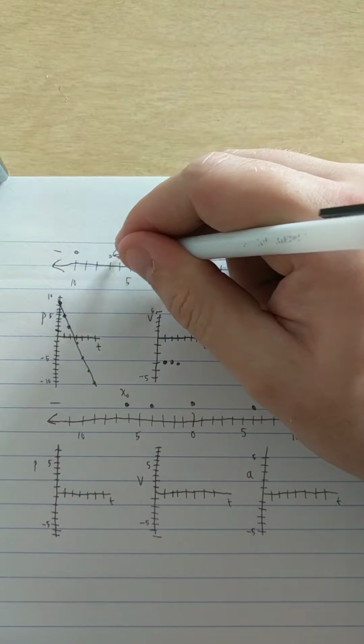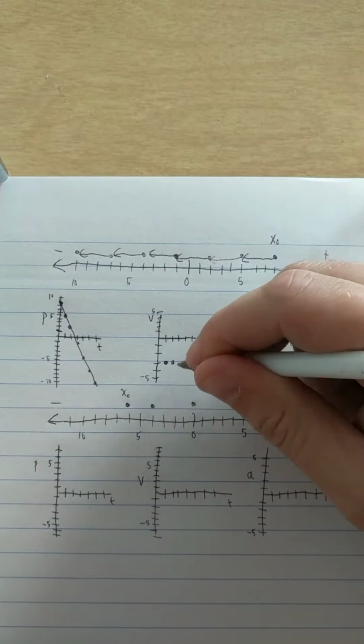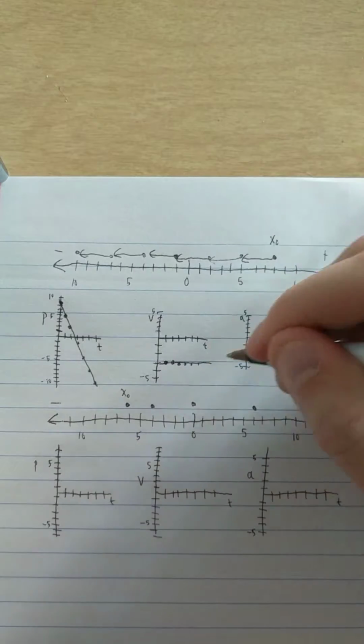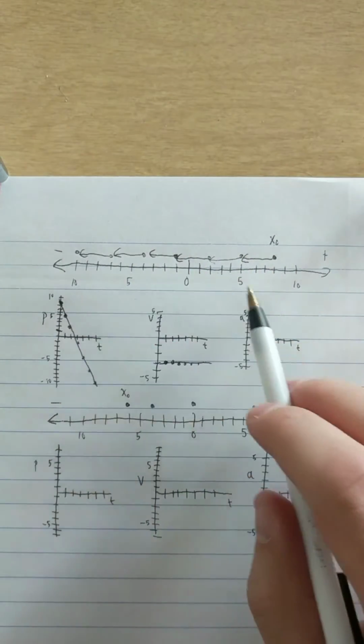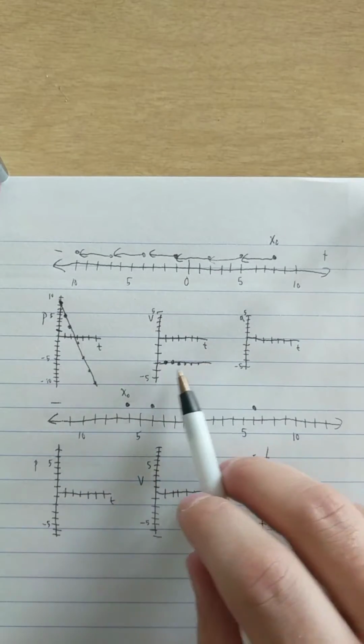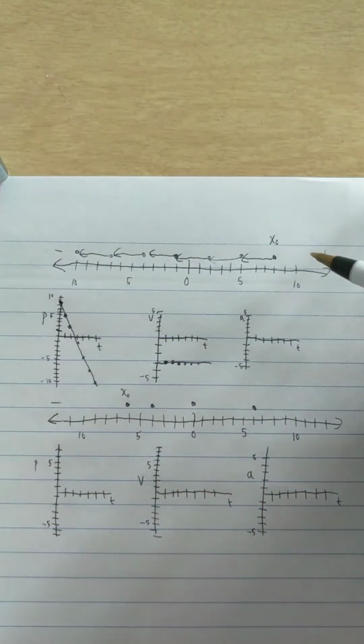-3, -3, -3. So I'll put those last 3 dots on, and we can see that our velocity graph will just be horizontal straight across. So anytime that it's constant velocity, it's going to be a horizontal line because it stays the same the whole time, just like these were all -3 meters per second.